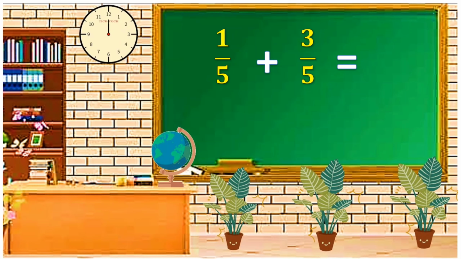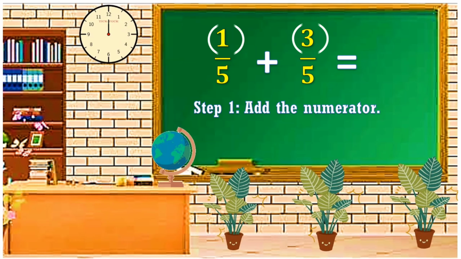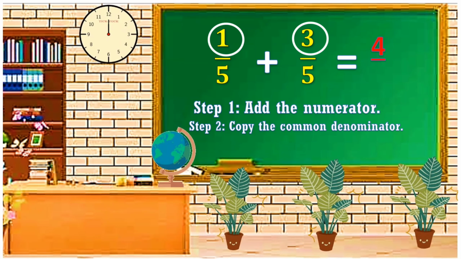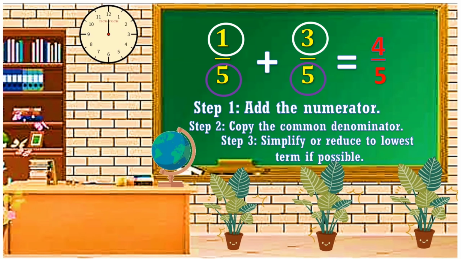To get the sum of 1/5 plus 3/5, we have step 1, add the numerators. 1 plus 3 equals 4. Step 2, copy the common denominator, and that is 5. Step 3, simplify or reduce to lowest term if possible.